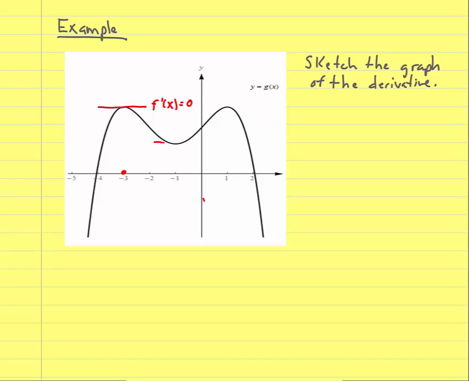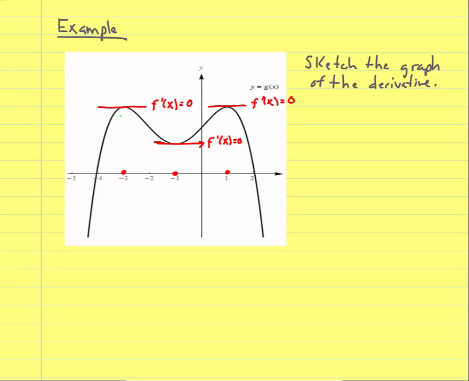Now the same thing happens over here. F prime of x equals 0 here at -1, so I know that my derivative graph is going to cross here as well, and the same thing happens here. So this is where my derivative equals 0. So when you're looking at graphs, that's probably one of the easiest things to start with, is to figure out where your graph crosses the axis.